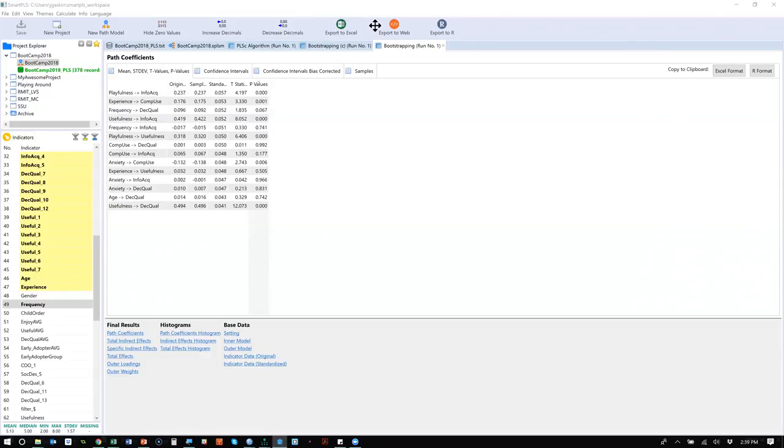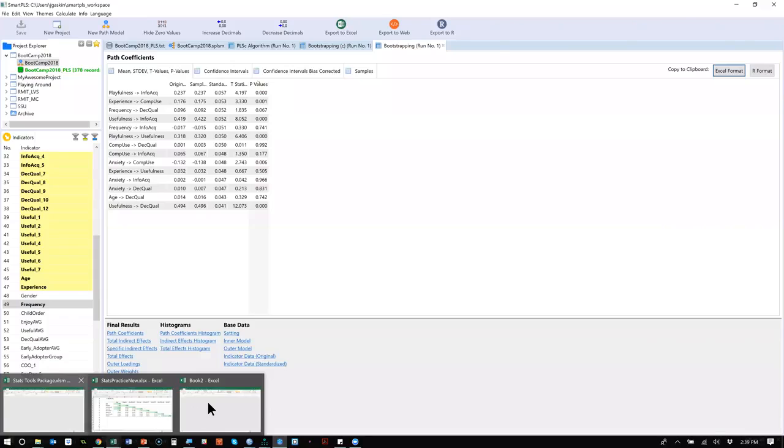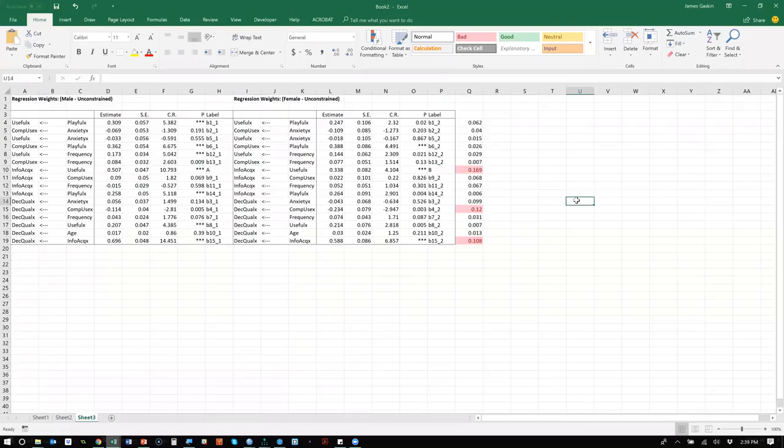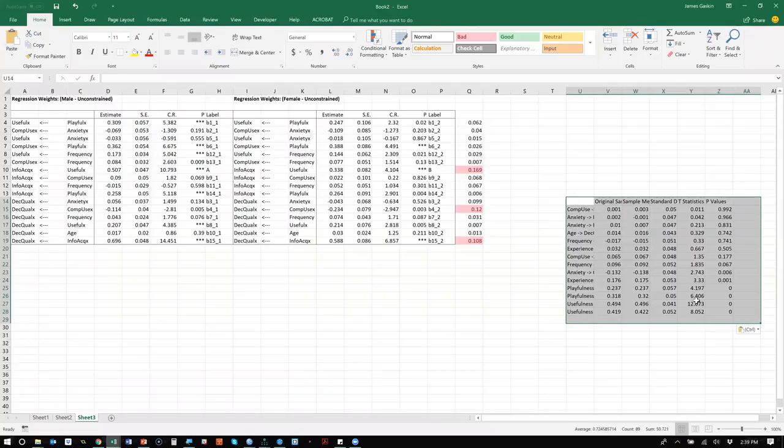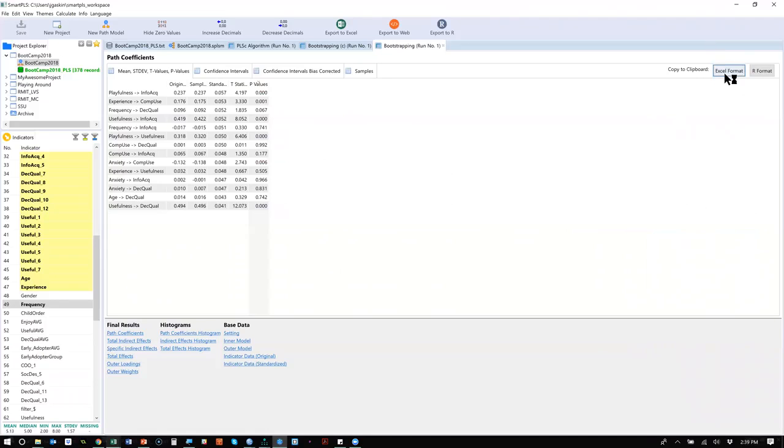Okay, view. So you can see all the p-values of all the paths. We can see that the path from, for example, experience to comprehensive use is significant, with a p-value of 0.001. And we can even export this to Excel. If I click on export Excel format, it will copy it to the clipboard. And now I can paste it in an Excel file, like right here, and there's that whole table we just saw. Or if you're using R, you can copy it to R.